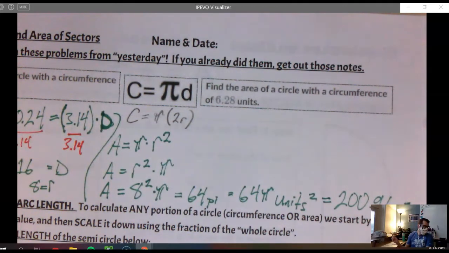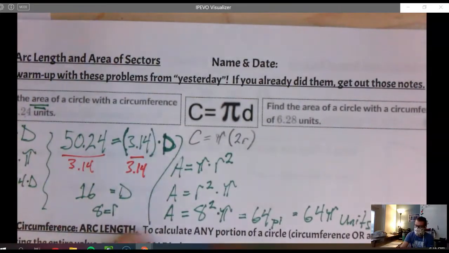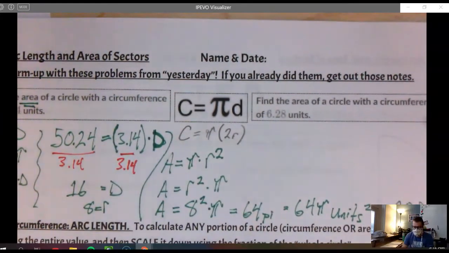Like, that was a nice problem. This one is not bad. I don't know if I would call this super nice, but it works out to whole numbers.